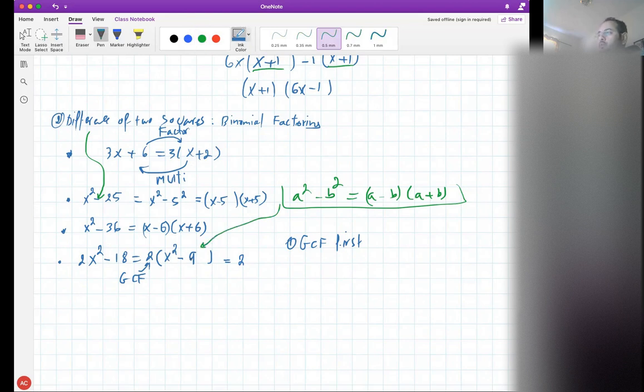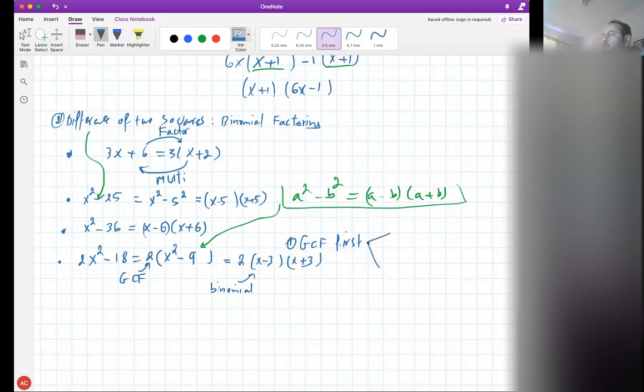So we have one square minus another square. This is basically 3 to the second. So it's like x to the second minus 3 to the second. It would be 2 times x minus 3 and x plus 3. So we use GCF and then binomial factoring. So we factor twice. So first, always look for GCF.